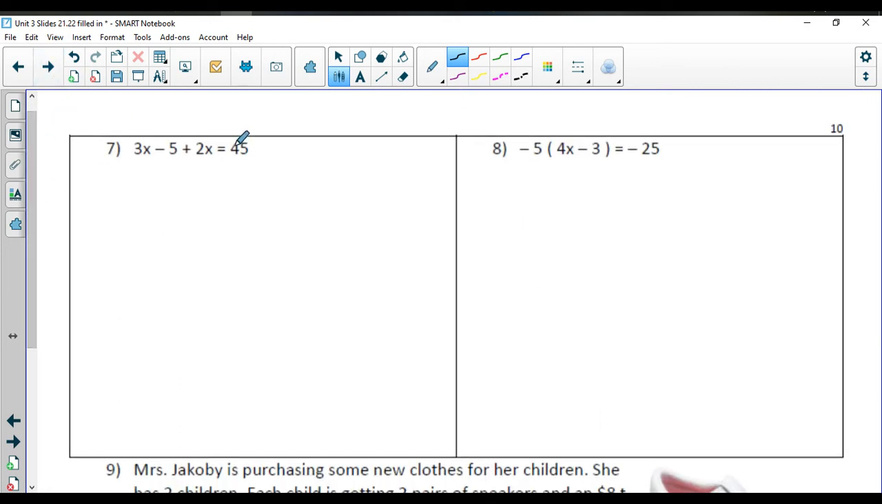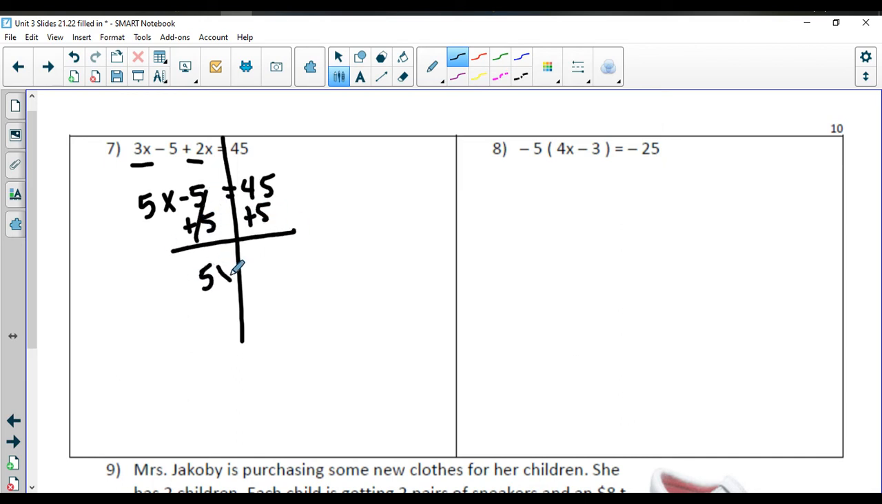Number 7 and 8 up here at the top. Combine my like terms, I get 5x minus 5 is equal to 45. So I add 5 to both sides, and I get 5x is equal to 50. Divide through by 5, and we get x equals 10.